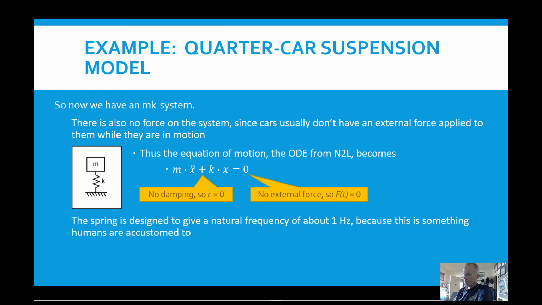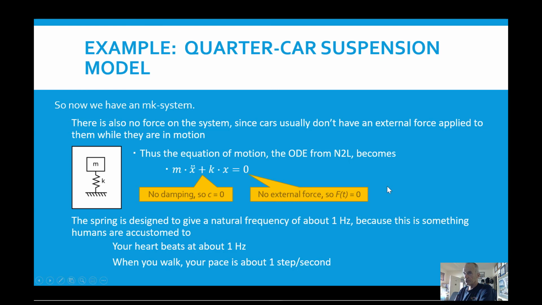Now, what we try to do as our first step is we want this suspension, this mass, to oscillate at a frequency of about 1 hertz, 1 cycle per second. And this has to do with human factors. Humans are used to 1 cycle per second, 1 hertz. For instance, your heart beats at about 1 hertz. Not exactly, but in that neighborhood. And when you walk at a pace of about 1 step per second, 1 hertz. So humans are built to feel comfortable with an oscillation of about 1 hertz.